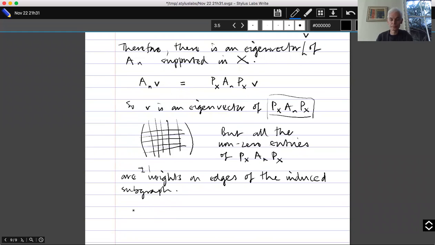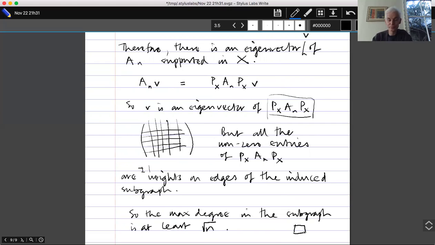So the max degree in the subgraph is at least the modulus of the eigenvalue, and we are done. Let's be consistent, I'll put a little square. So that finishes off the proof.